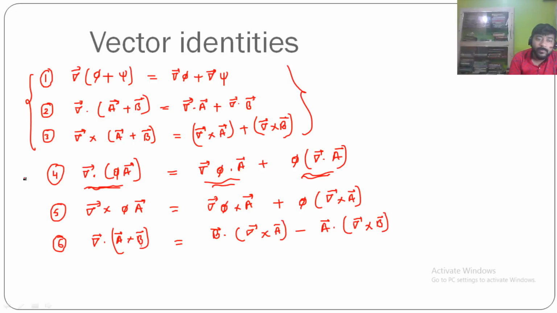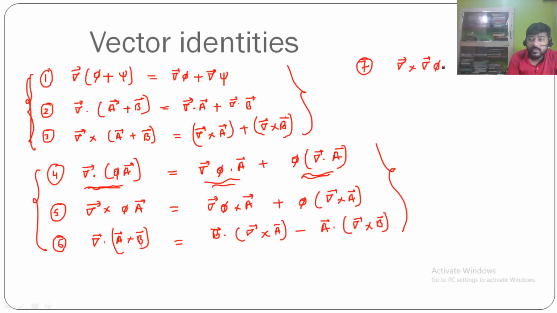Okay, so these are the three main vector identities that you must remember, and they are very easy. There are also two or three more complicated vector identities, but I don't want to discuss them here because it is not necessary. Rather, two more important things: if you take the curl of gradient of phi, it will always be 0. You have to remember this.